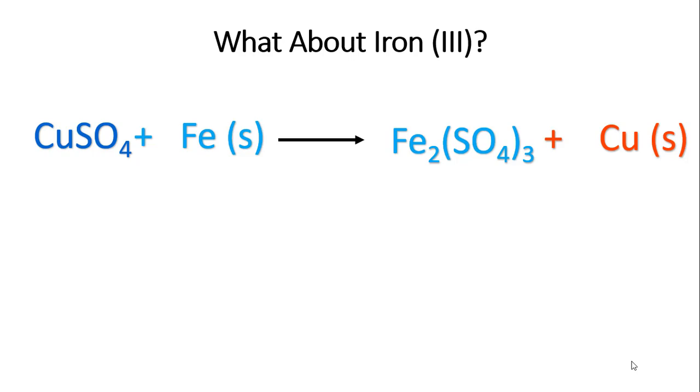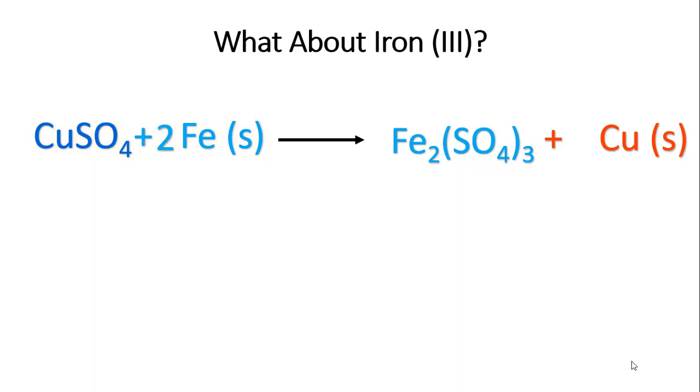All right. So what about iron 3? We know that iron can exist in the +2 or +3 oxidation state. And so it's possible that we could also get iron 3 in the product, right? We start with the same reaction on the left, copper sulfate plus iron metal, and this is in the 0 oxidation state. And then when we react those two together, we end up with iron 3 sulfate plus copper, right?